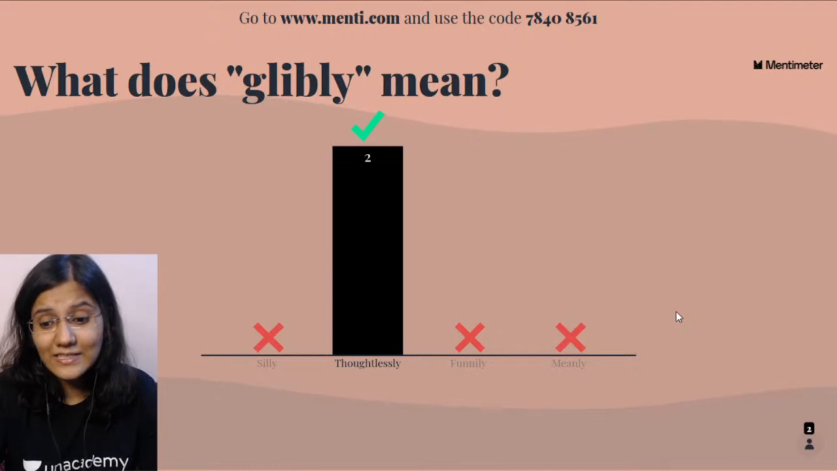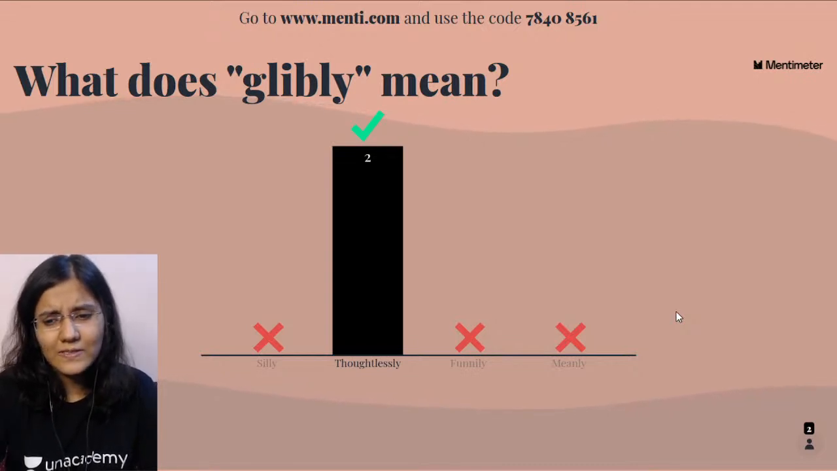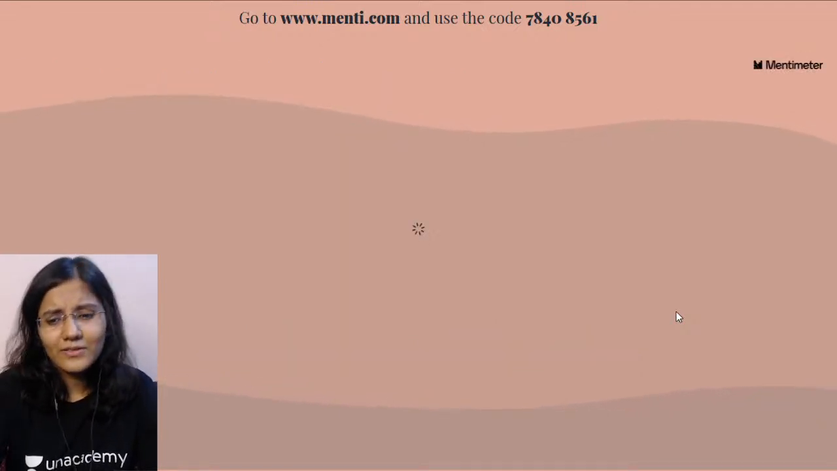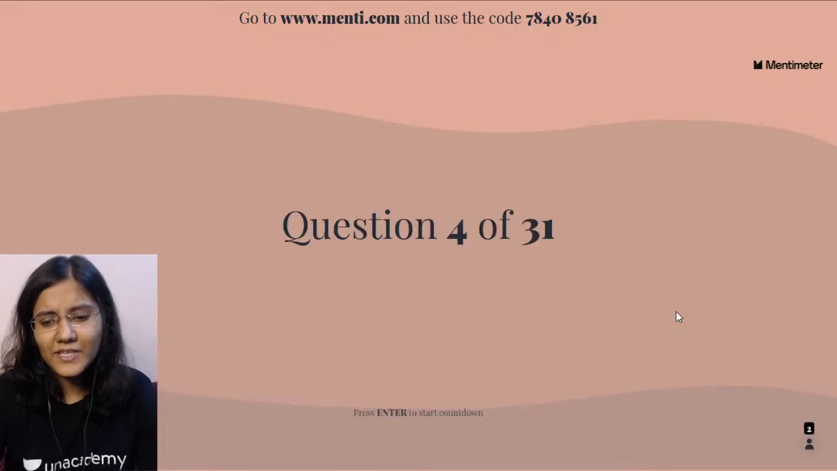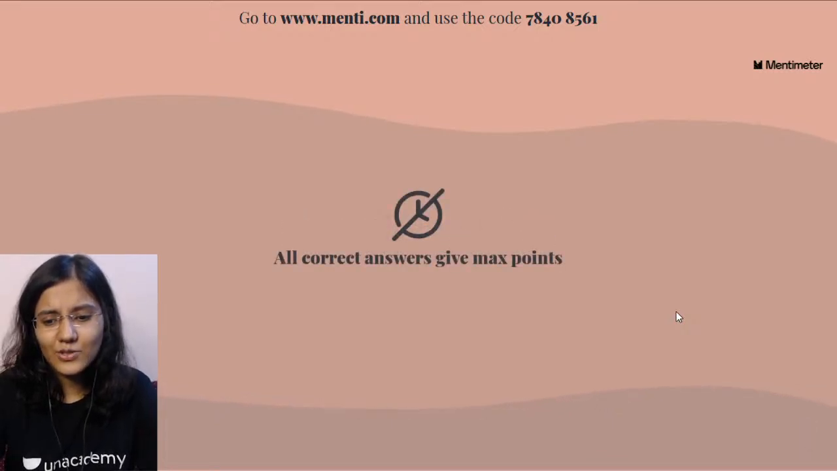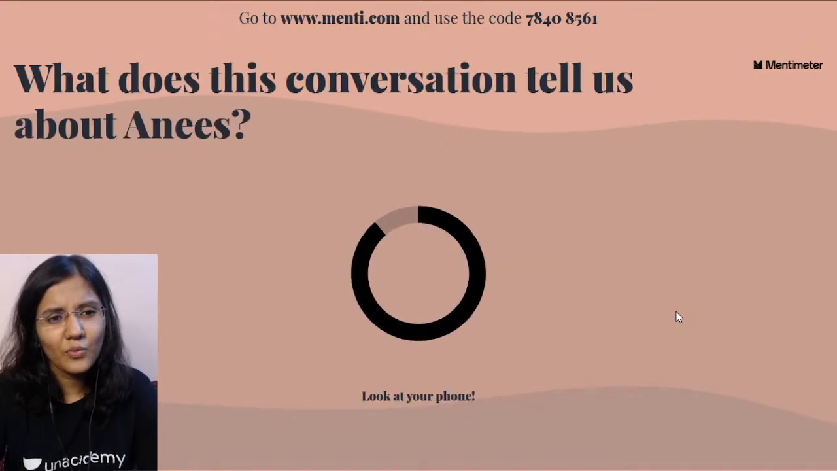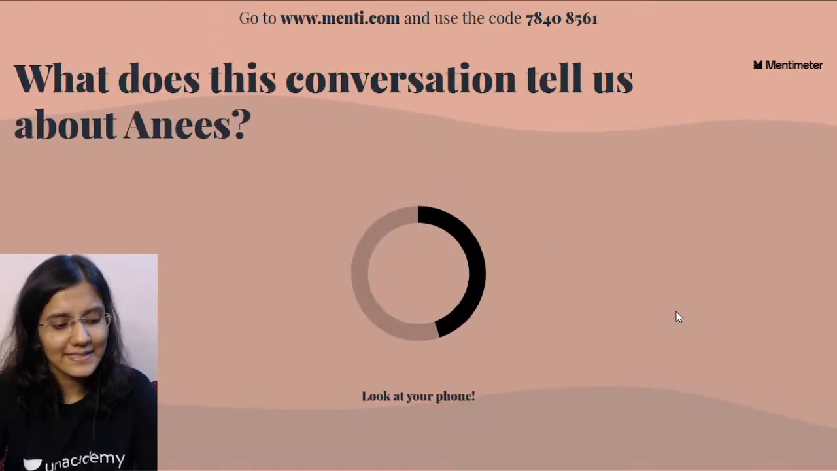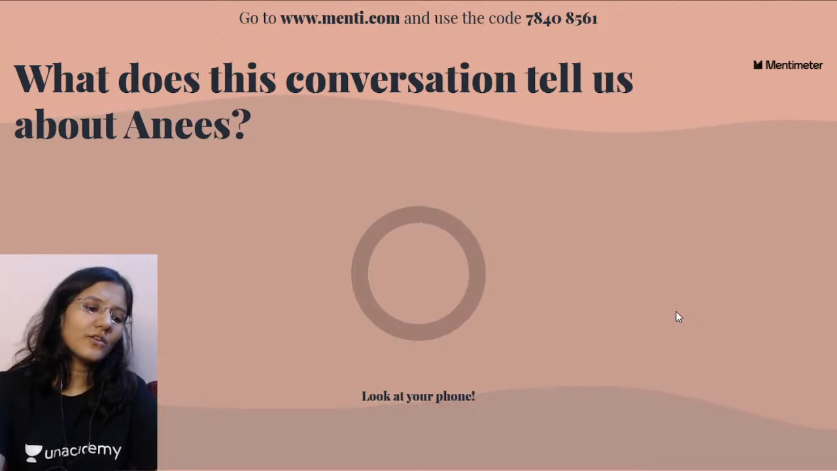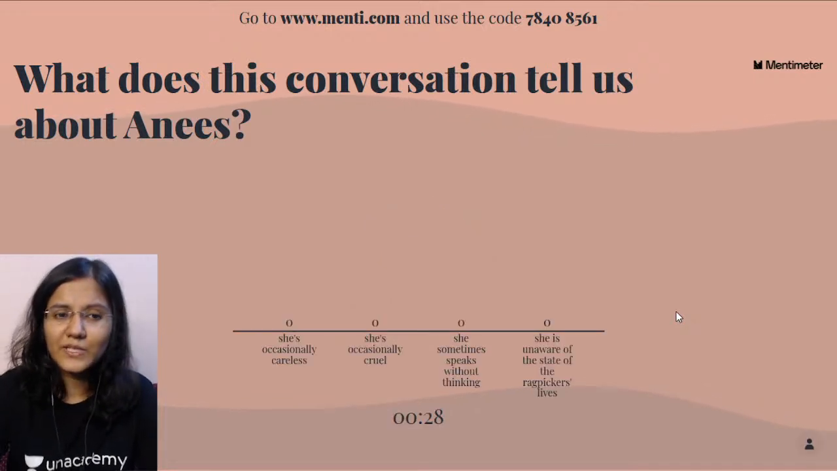Glibly means thoughtlessly. Generally, the word can also mean hollow or funny, but in this particular context, because of the nature of the things that Anees is saying, the word comes to mean thoughtlessly. And maybe we can talk about why after you all are done with this particular question.